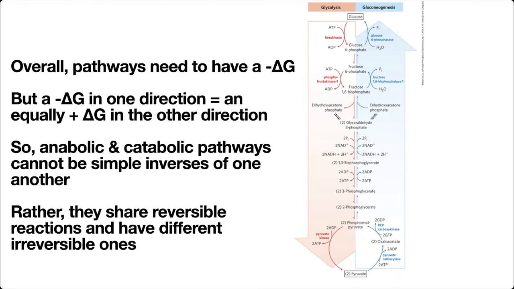So we need to take those reactions where we have that really, really large delta G and take an alternative route. For example, in our glycolysis and our gluconeogenesis, we'll see that at these points where they have these metabolically irreversible reactions, they're going to be using different enzymes. And they're going to be going through different reactions.